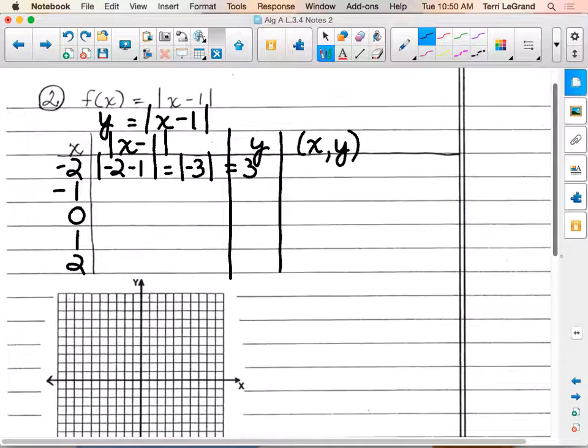Okay. What's our ordered pair? -2, 3. Okay. Every one of these requires that much work shown. So go ahead and finish your table.